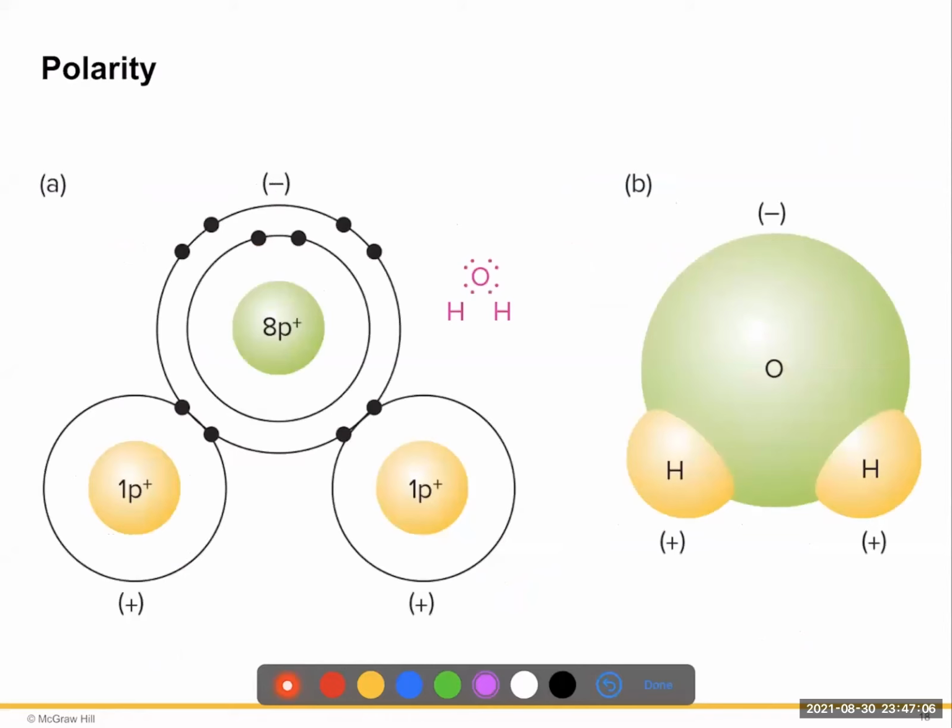So we're talking about polarity. Water has covalent bonds, but the bonds are unequally shared. Oxygen has a higher electronegativity than hydrogen, so oxygen pulls electrons towards itself. That gives it a negative charge and leaves a positive charge behind on each hydrogen. This is what allows for hydrogen bonding.